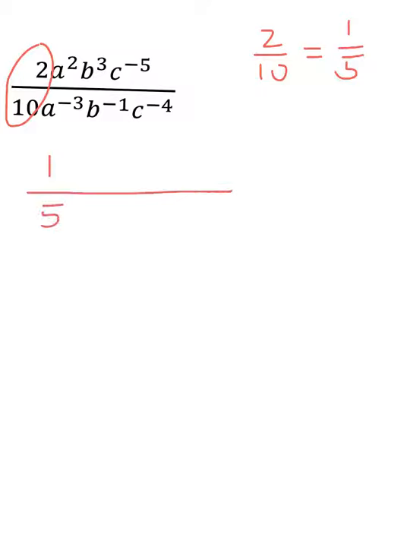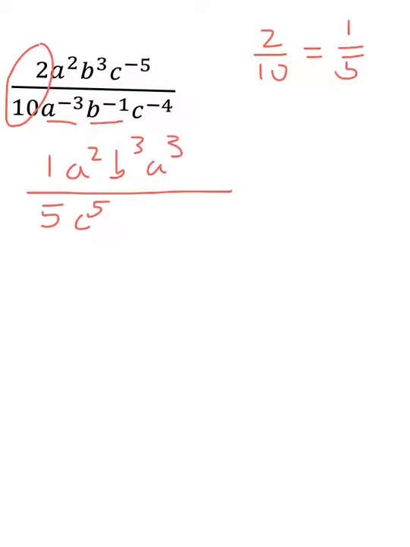Well, our a squared up here is happy up there. Our b cubed up there, happy up there. Oh, but our c to the negative 5, he's unhappy. So let's switch that to the bottom and change the exponent. Make it a positive. Oh, and this a to the negative 3 is unhappy in the denominator. So we'll move him up to the numerator, make him positive.